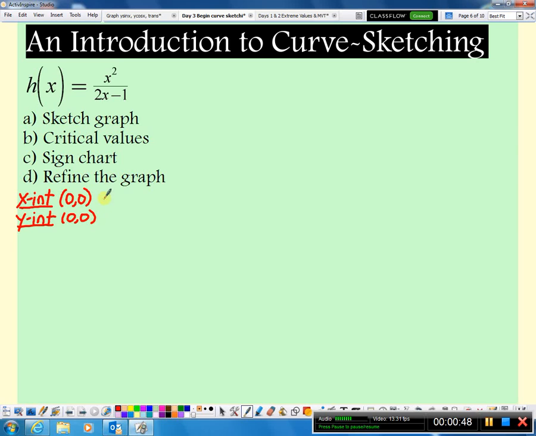Vertical asymptotes are any x value that makes the bottom go to 0. So I'm going to say there's a vertical asymptote at the vertical line x equals 1/2. Horizontal asymptotes, there's no horizontal asymptotes. Instead, we have a slant asymptote. Why? Because this function is top heavy. So I need to do a little quick long division.